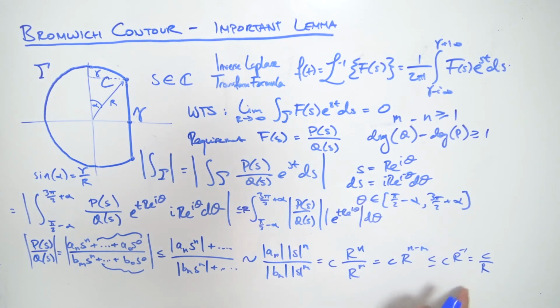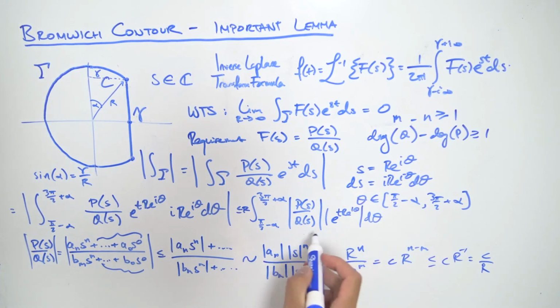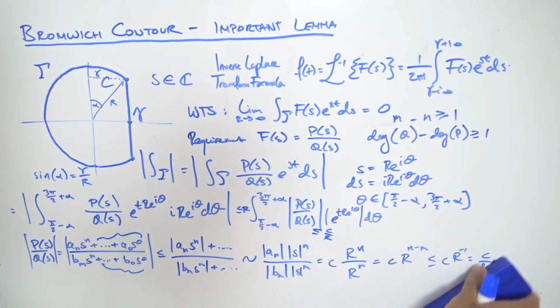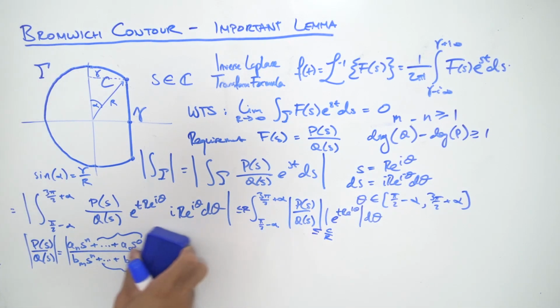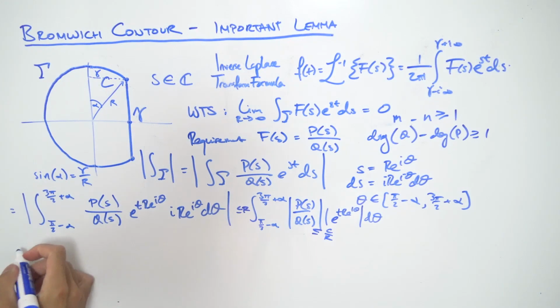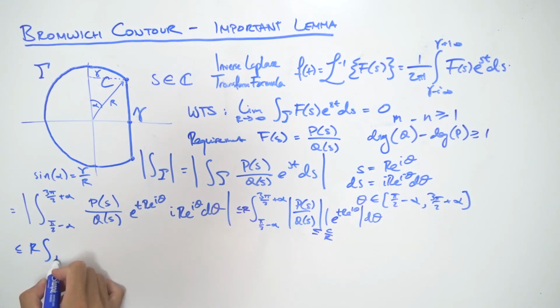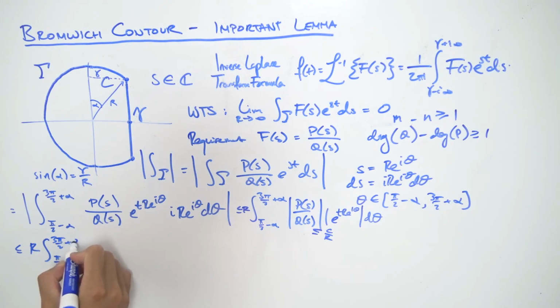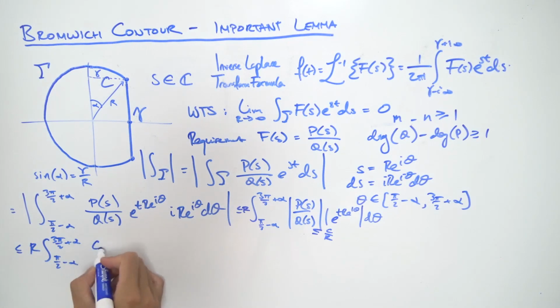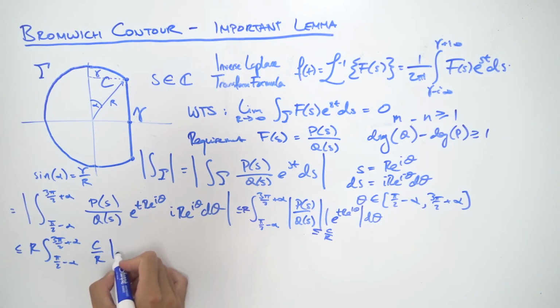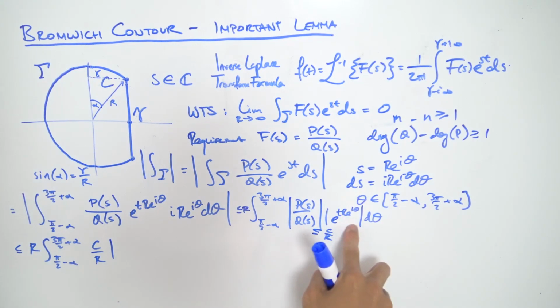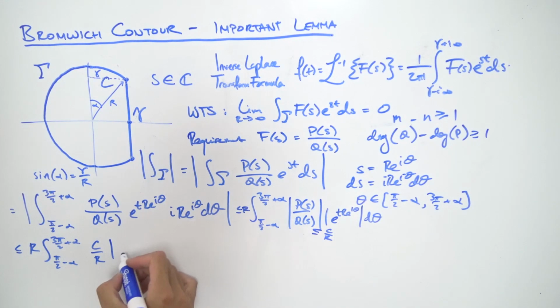So we can actually substitute this into our integral over here, because this part over here is less than or equal to c over r, so we can find a new upper bound for our integral. So let's erase all of this, and now we can say that this integral is less than or equal to r times the integral from pi over 2 minus alpha to 3 pi over 2 plus alpha of c divided by r, absolute value. And now I'm going to do some expansions on this exponential function here.